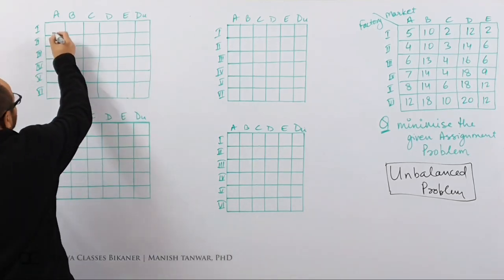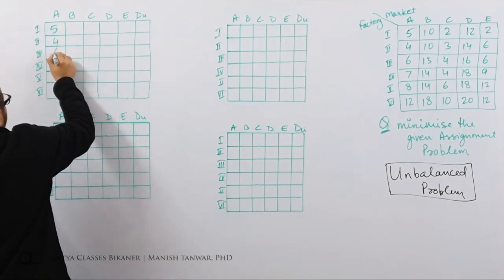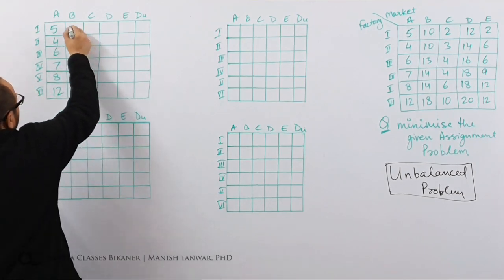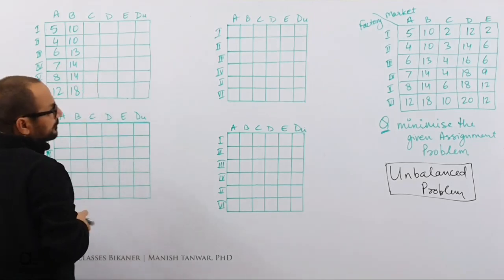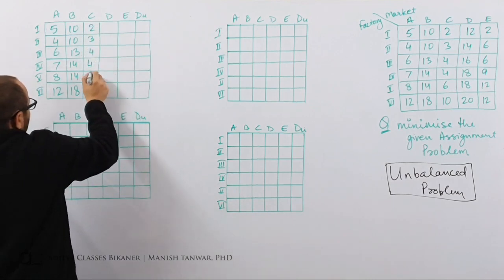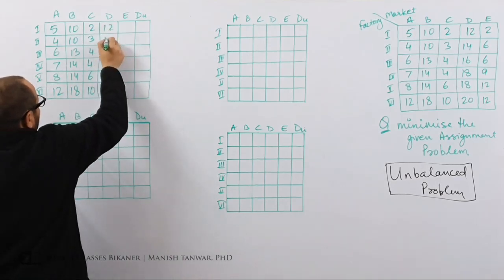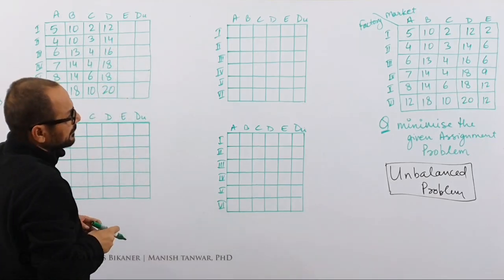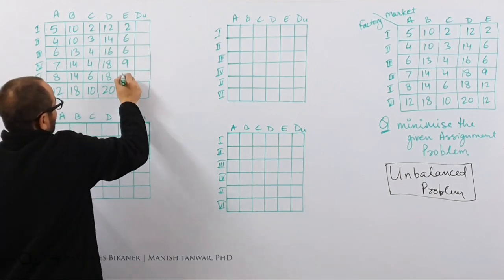The costs are 5, 4, 6, 7, 8, 12. Then there is 10, 10, 13, double 14, 18. Then 2, 3, double 4, 6, 10. Then we have 12, 14, 16, 18, 18, 20. Then there is a 2, double 6, 9, double 12.